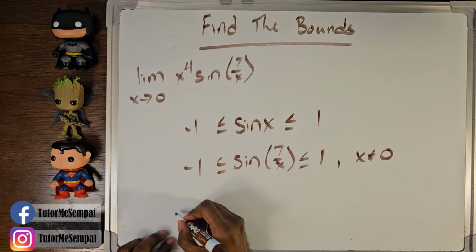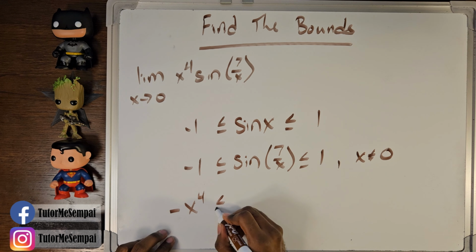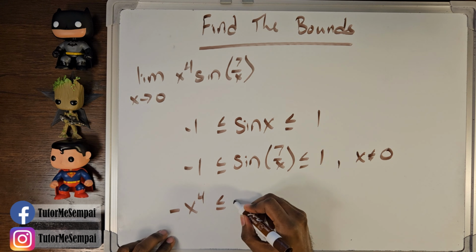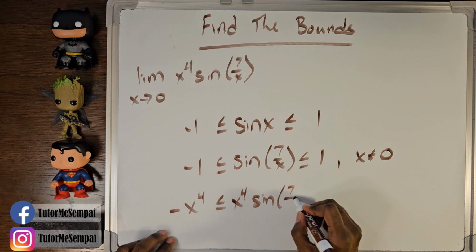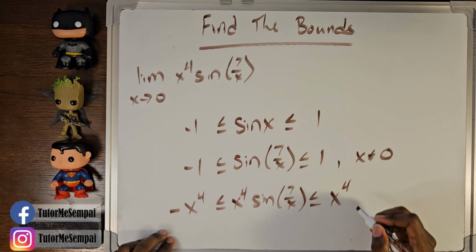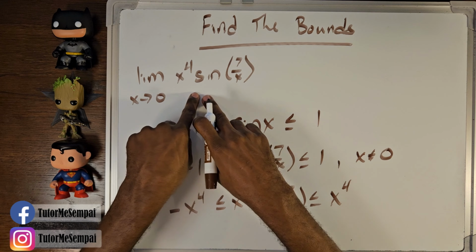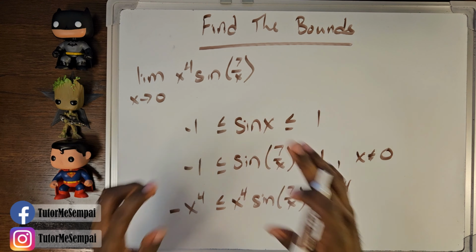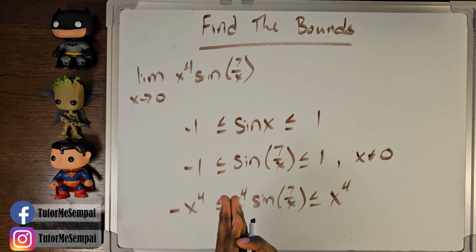So if we did that, we're going to get negative x to the 4th less than or equal to x to the 4th sine of 7 over x less than or equal to x to the fourth. Now we have new bounds for this function, which is our original function, right? We have bounds now. We found the bounds. But are we done? No.